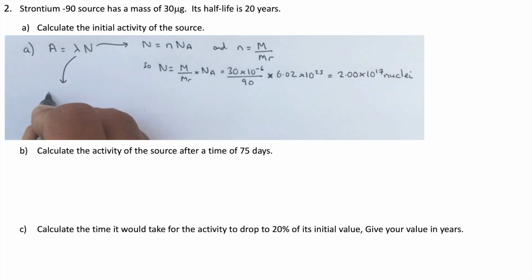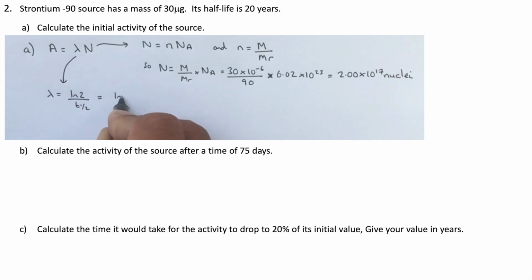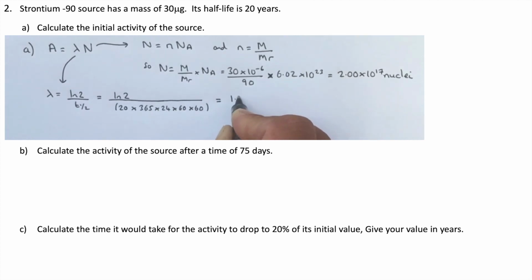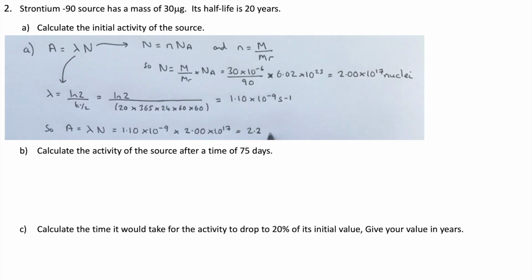So we now have to work out a decay constant, which is log 2 over t to the half. Remember, t to the half must be in seconds, so we've got to convert 20 years into seconds. And this gives 1.10 times 10 to the minus 9 seconds to the minus 1. Finally, we can substitute the values now for lambda and N into the equation to get the activity in becquerels.